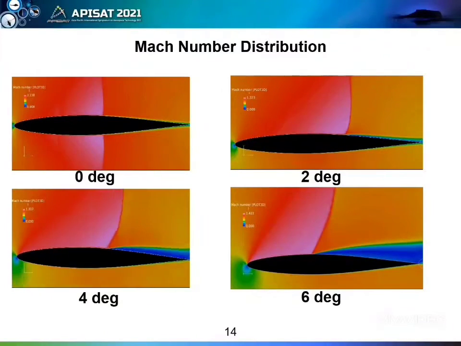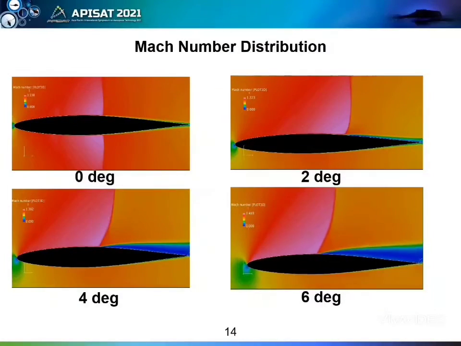Now at 4 degrees, there is wider movement of shock wave at the upper surface with more separation taking place. While at 6 degrees, we have the same scenario, such that the movement of the shock wave is wider, and also we have a more induced separation.